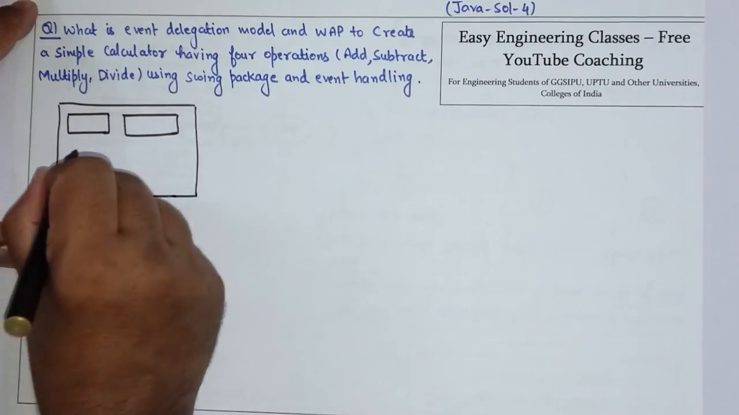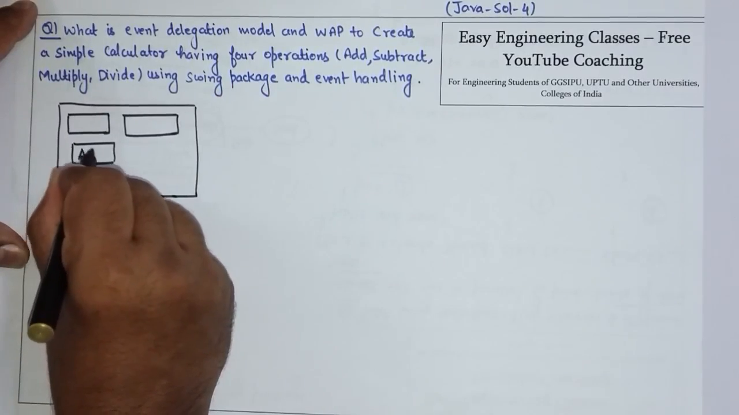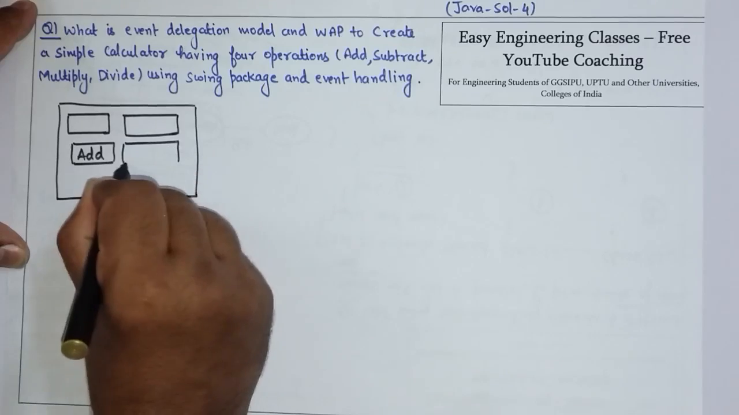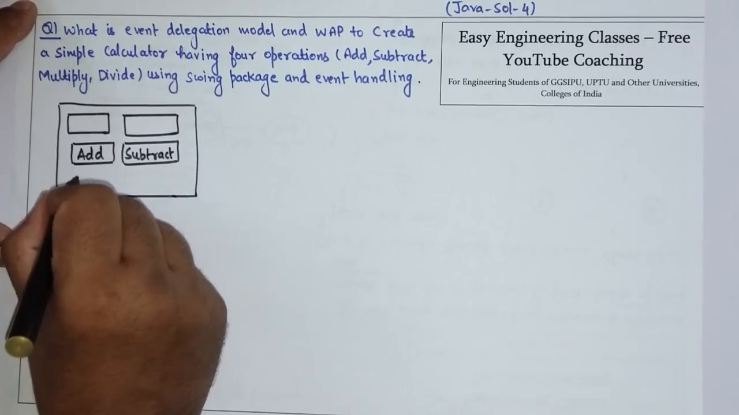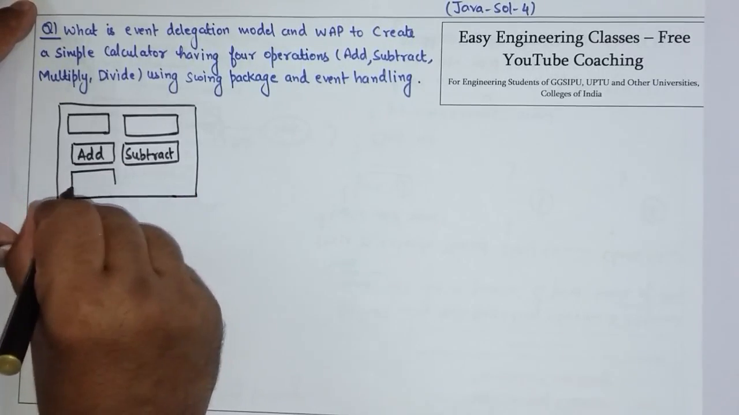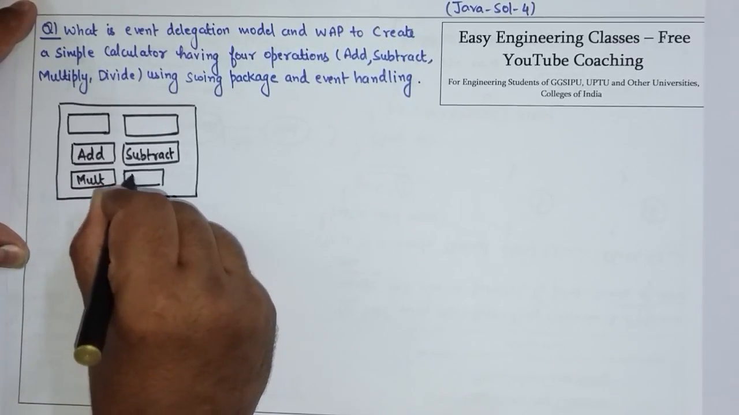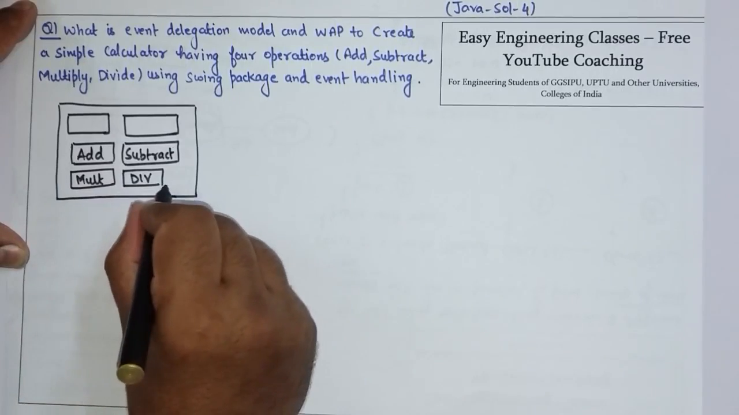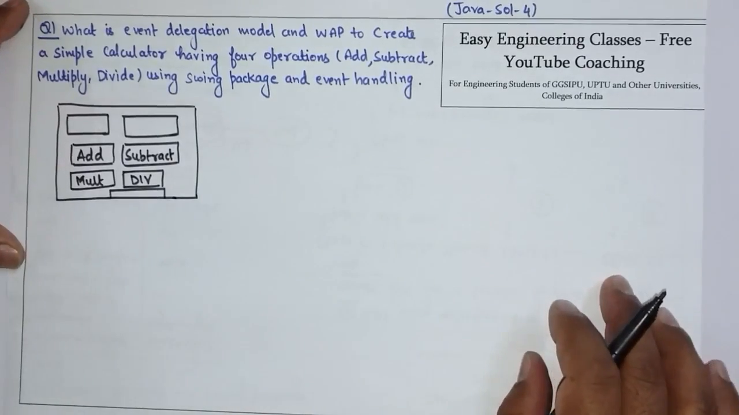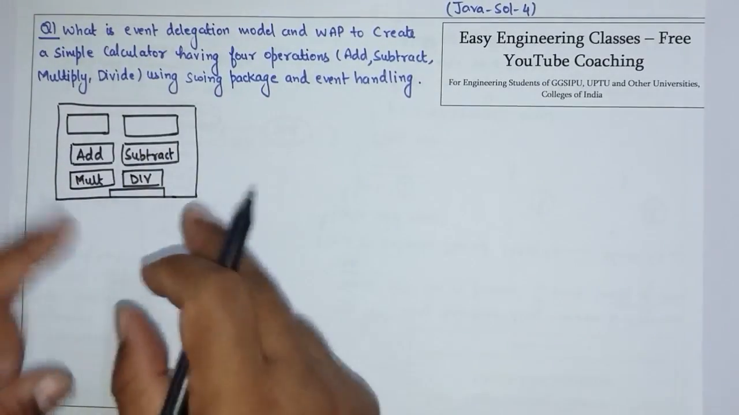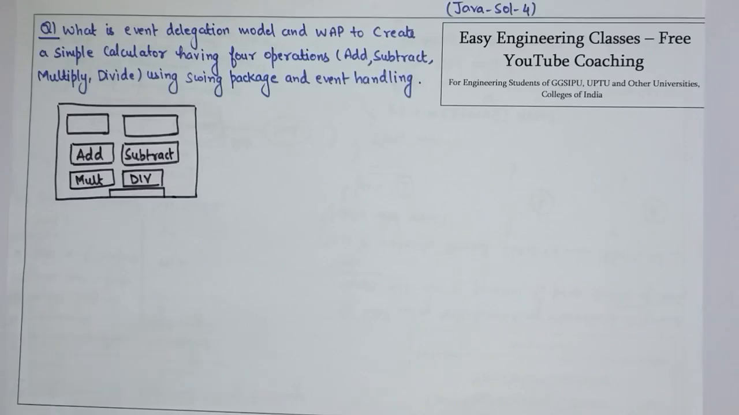Then we have 4 buttons for operations: add, subtract, multiply, divide, and finally we will have one text field for the result. So this is the structure that we are going to create using swings and event handling.